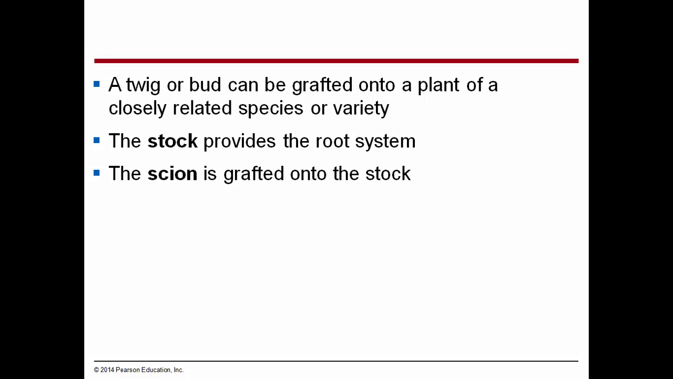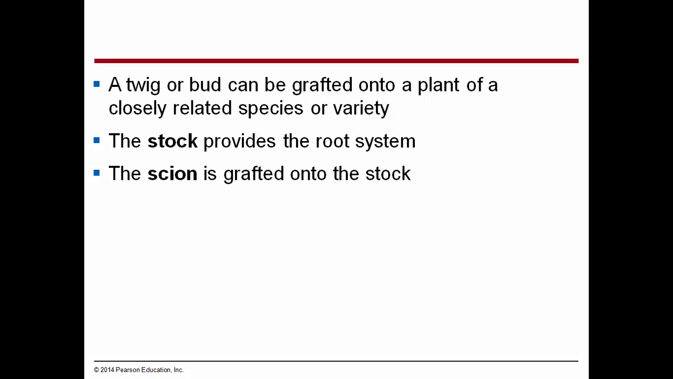A twig or bud can be grafted onto a plant of closely related species or variety. The stalk provides the root system, and the scion is grafted onto the stalk. So this is really common with fruit species, species that we grow for our benefit for fruits, like apples. They do this a lot with apples.